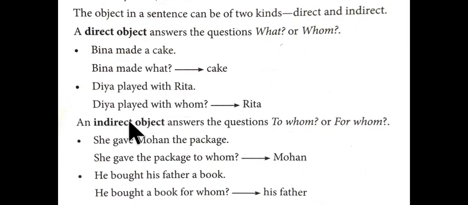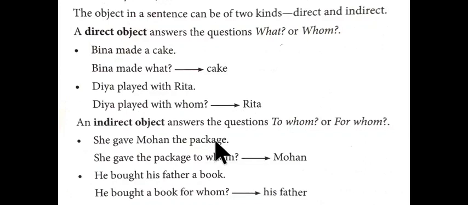Now let's study about the indirect object, okay. An indirect object answers the question to whom or for whom, okay. So when you get answers to these two questions, it means it is an indirect object. For example, she gave Mohan the package, okay.